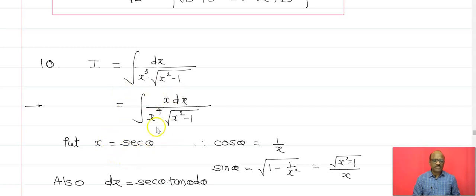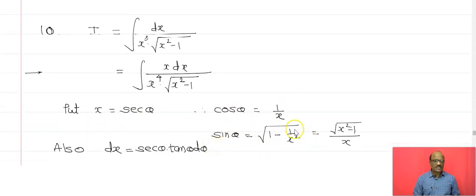You will understand these substitutions once you practice them a number of times. x = sec θ, therefore cos θ = 1/x. Therefore, sin θ = √(1 − 1/x²), that is, 1 − cos² θ. If we simplify this, then you will get √(x² − 1)/x.